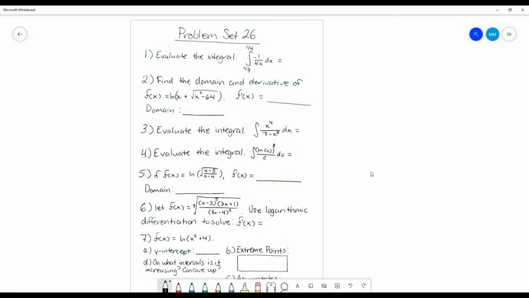Okay, problem set 26. It starts off by asking us to evaluate this integral here. First off, I recognize that this is the same thing as just this coefficient times 1 over x. And I know that the integral of 1 over x is the natural log of x, right? Because we know these derivatives. So going backwards from this, I'm going to get this. So it's going to be this coefficient times that natural log of x.